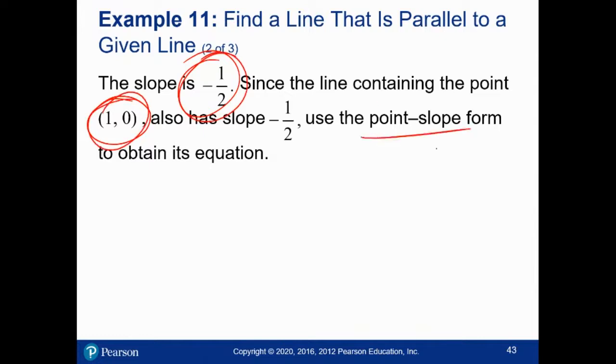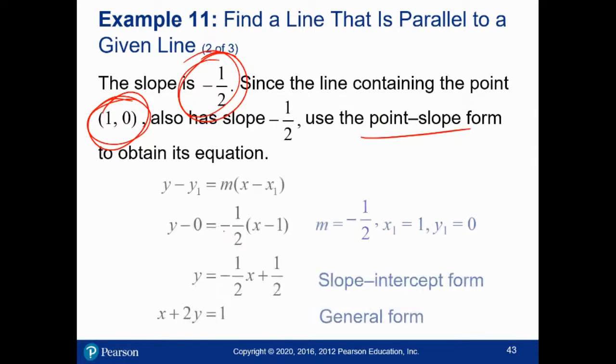I want to use point-slope form. Okay, this is why point-slope form is usually the best way to go, because it's the most flexible form. Anytime you say, oh, I have a point and I have a slope, what's the line? Just use point-slope form and you're done.